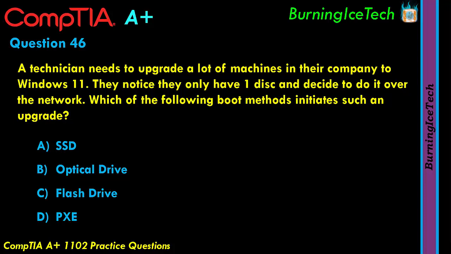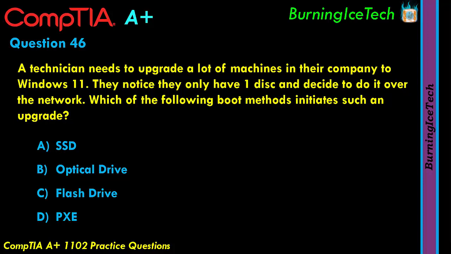B, optical drive. No, we don't want to boot from the optical drive because then you're going to be installing most likely from the optical drive, not the network. C, flash drive. You could boot from a flash drive. That's actually the replacement for the optical drive because it's a heck of a lot quicker. You'll find half of machines these days don't even come with optical drives because nobody uses them. Instead, we just use flash drives. It's cheaper and it's quite frankly a heck of a lot quicker. But that's not how we install over the network.